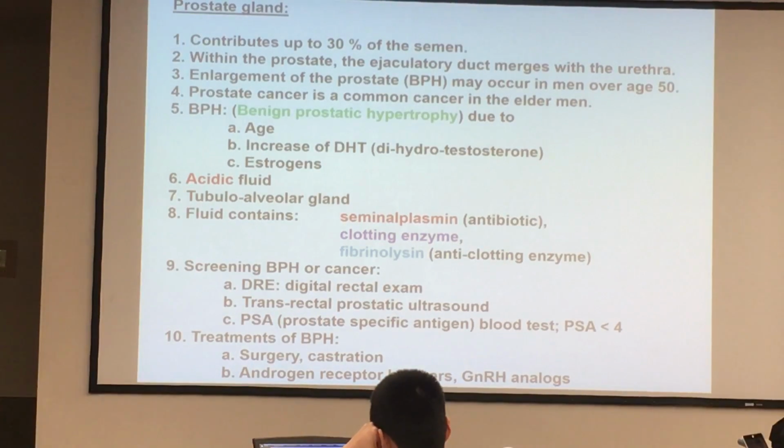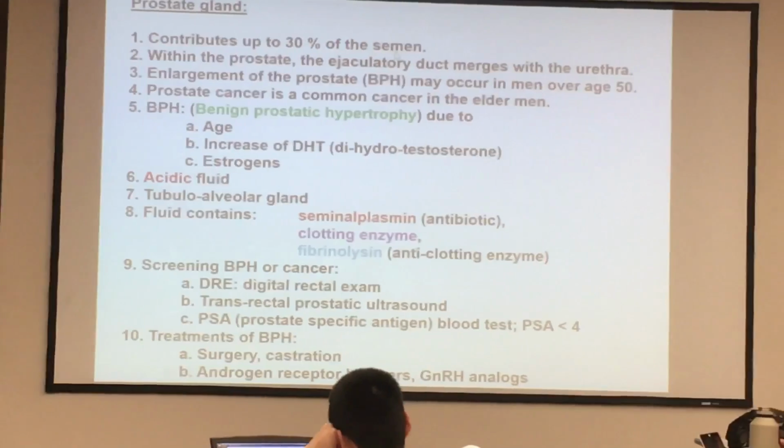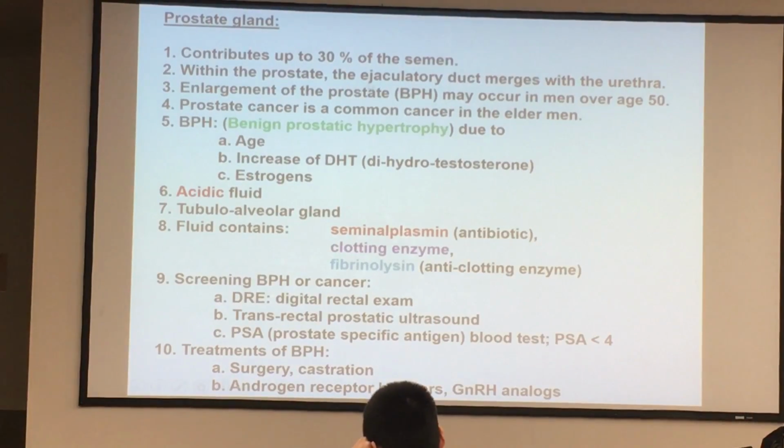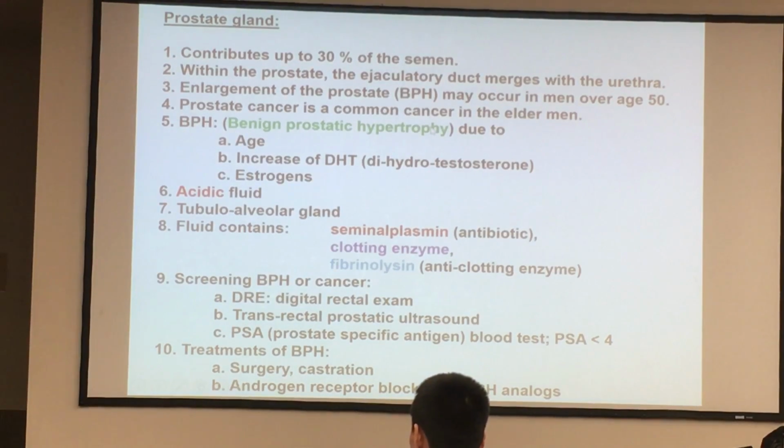Now the second accessory organ is the prostate gland. It contributes 30% of the semen, and it also contains the ejaculatory duct inside. You have the urethral pathway there. But unfortunately, when people are getting old, over 50 years old, sometimes we call it benign because it is not cancer, okay, but it's hypertrophy, overgrowth.